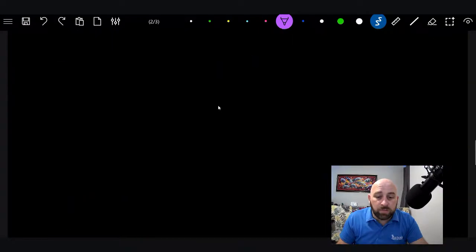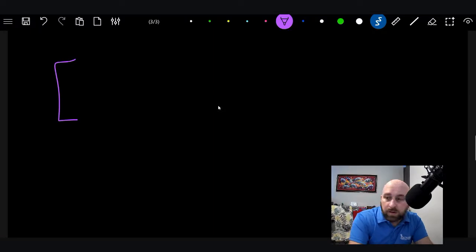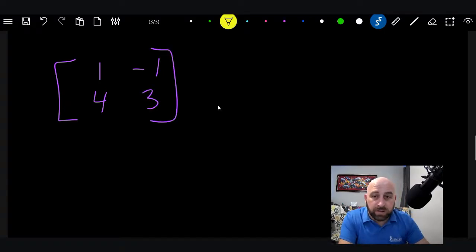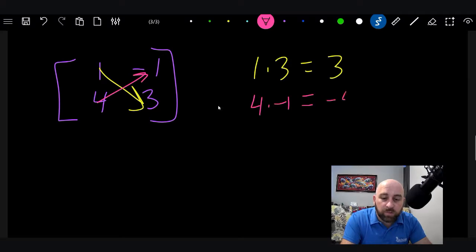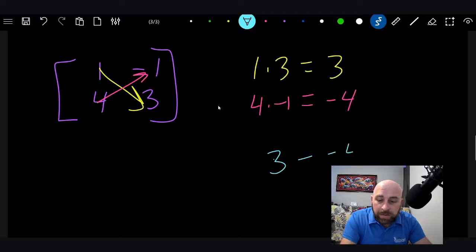Okay, let's do one more example of that before we go on to the next example. 1, 4, negative 1, 3. All right, so I'll use the yellow and the pink again. So this is going to be our diagonal. That's 1 times 3 equals 3. And then our antidiagonal is here. That's 4 times negative 1, and that equals negative 4. It says that we subtract the antidiagonal from the diagonal. So the diagonal was 3 minus negative 4.